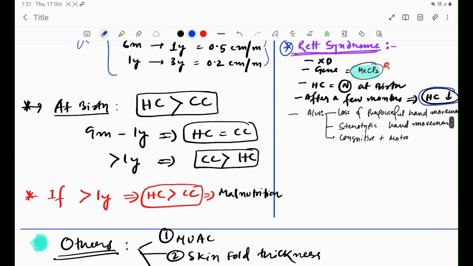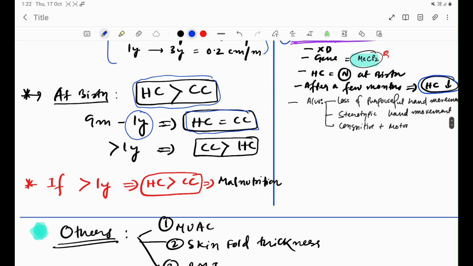It's easy to remember. So at birth, the head circumference is more than the chest circumference. By the age of 9 months to 1 year, it becomes equal. For the sake of remembrance, you can say by the age of 1 year, head circumference becomes equal to the chest circumference. Above 1 year, chest circumference has to be more than head circumference. If it is not, then the child is suffering from malnutrition.